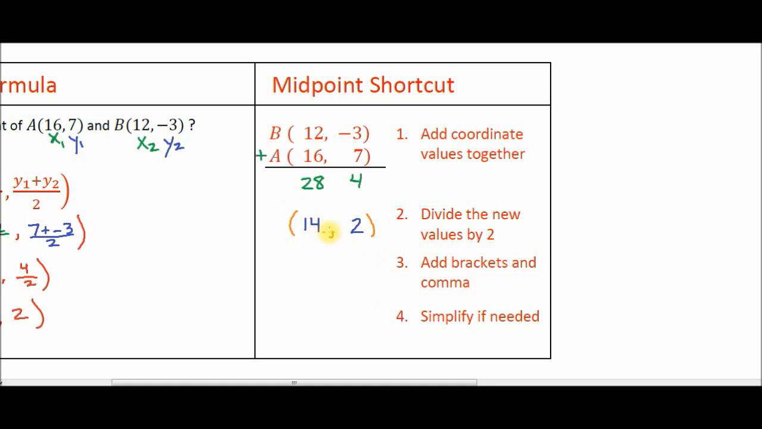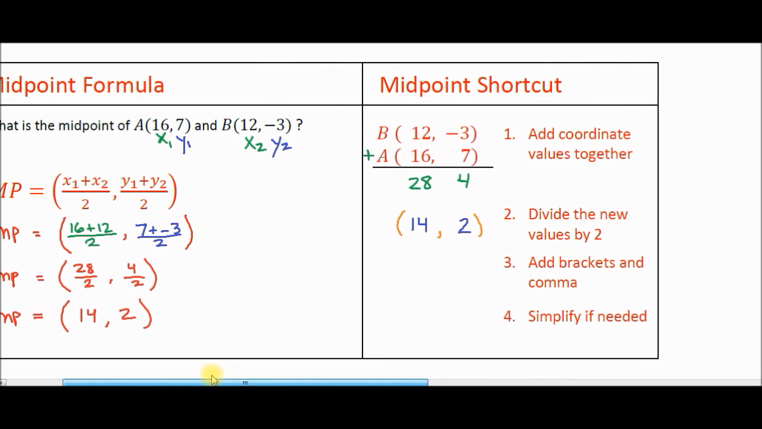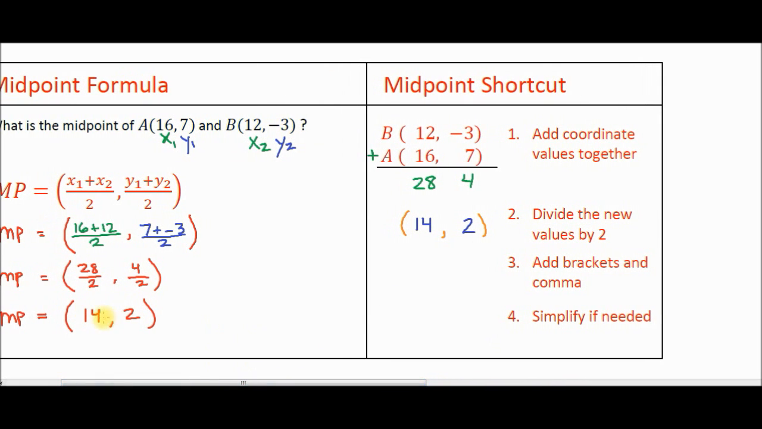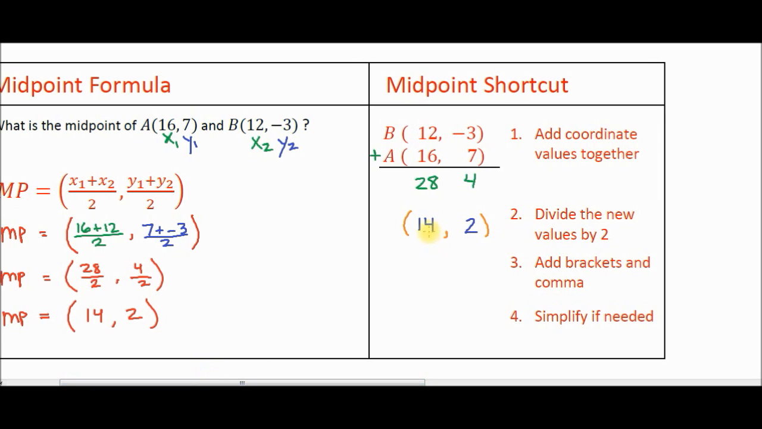And by the way, if you see, this is actually now your midpoint. Take a look at the midpoint formula. We ended up with 14, comma 2. So we used the same points, got the exact same answer. So our final answer for our midpoint here is 14, comma 2, and that is how we use the midpoint shortcut.